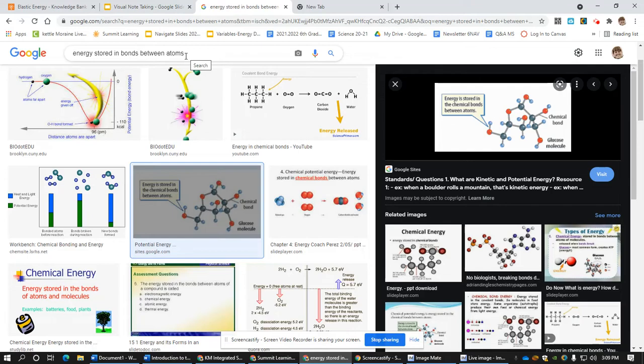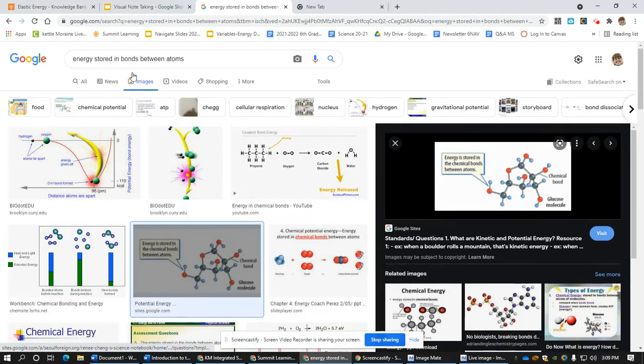And since I'm doing visual note taking, I might want to look at the images. So I clicked on images. I put energy stored in bonds between atoms. And I noticed that there were some pictures that didn't really help me, but I noticed that I've seen something like this before, like a molecule. So I clicked on that one, and over here it mentions that the energy is stored in the chemical bonds between atoms. And I noticed that there's some atoms here, but in between is super helpful. That's kind of that bond.